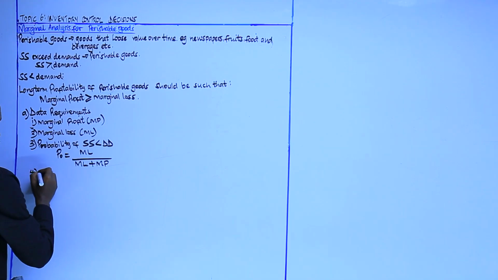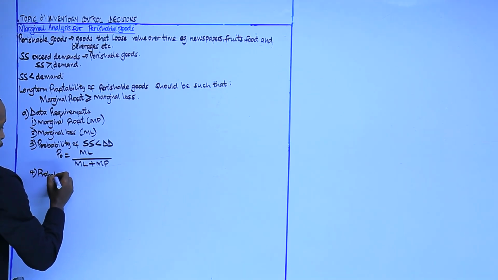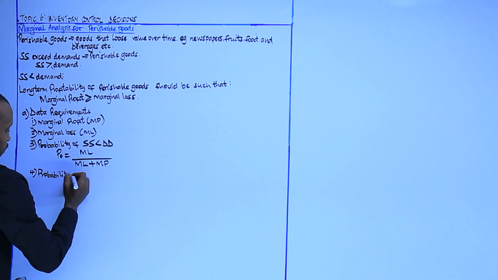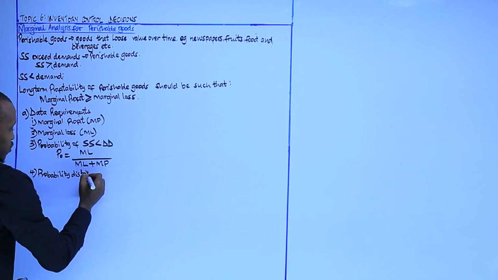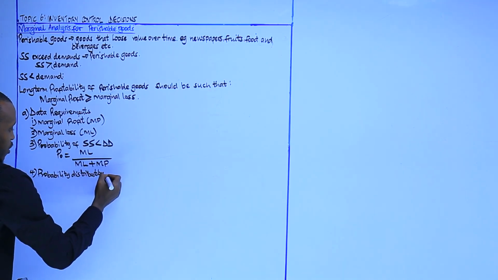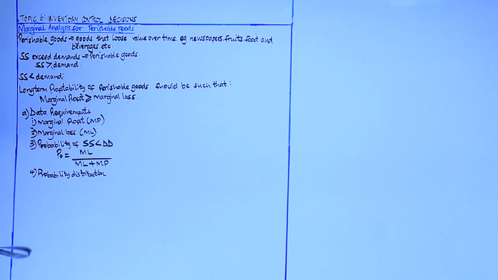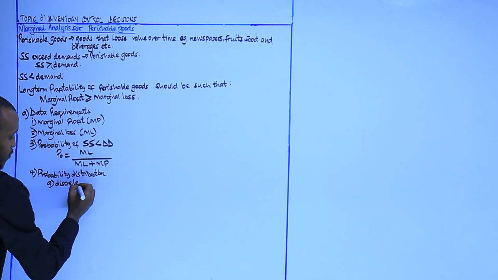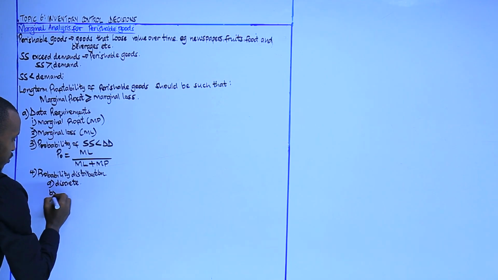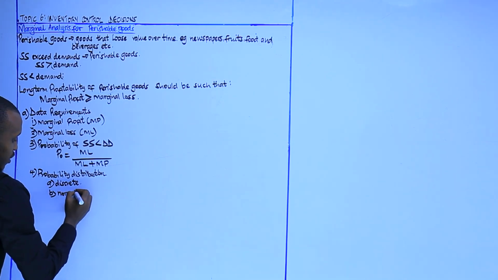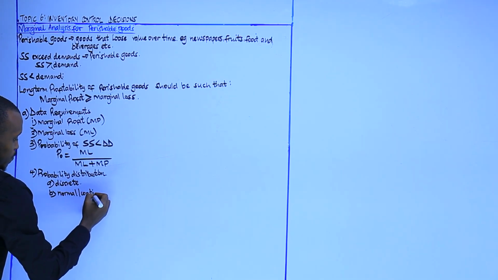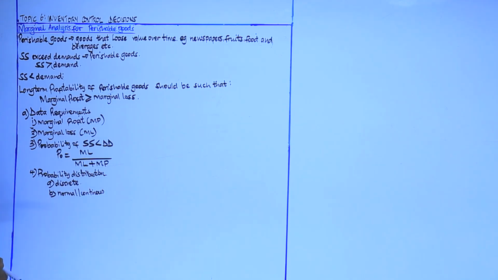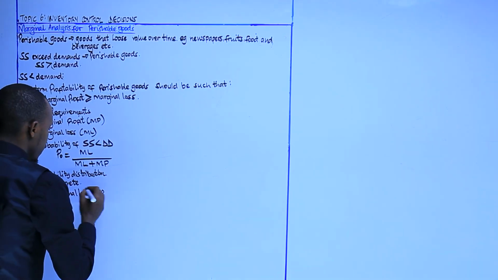Then number four is your probability distribution. And your probability distribution is normally two. Either it will be a discrete probability distribution, or number two, it will be a normal or continuous probability distribution.